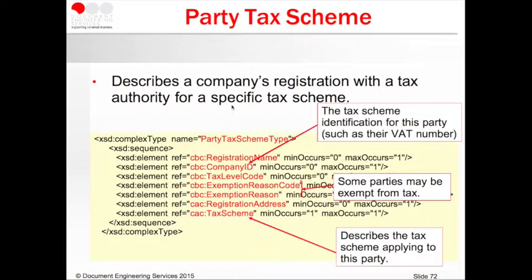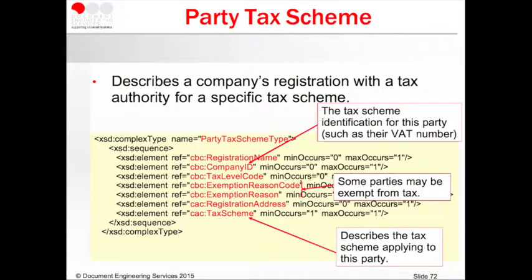So the structure to describe the tax scheme a party participates in, and there may be many. Here is the party tax scheme type. So this is the party tax scheme schema. Unfortunate naming, really. This identifies the company in terms of this tax scheme.